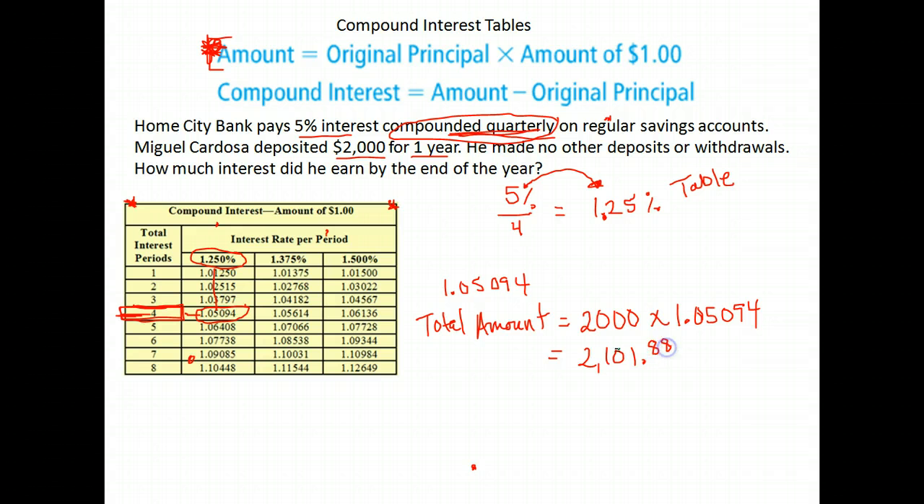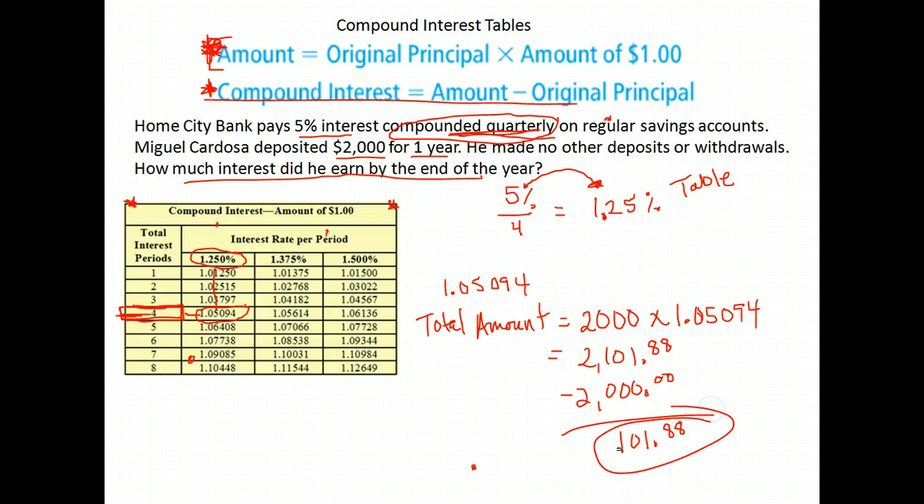Okay, so the amount in the account at the end of the year would be $2,101.88. Let's look at what they were asking. How much interest did he earn? So to find out what the interest is, we come back up here. We take the amount that's in the account now minus the original, because whatever the change was, that's the amount of interest that was earned over the year.